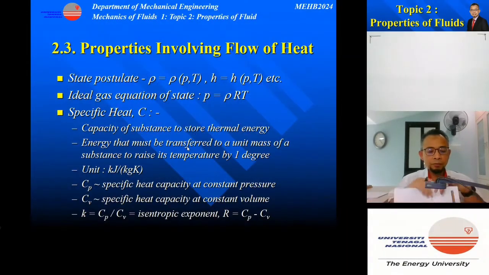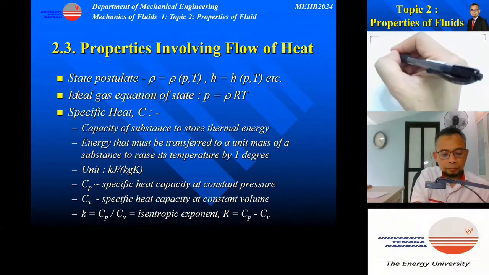Properties involving flow of heat. First of all, if you recall what you have learned in thermodynamics, there is a postulate called the state postulate, which says that the state of a simple compressible substance is fixed if we fix two independent properties, then the state of the substance is fixed, right?